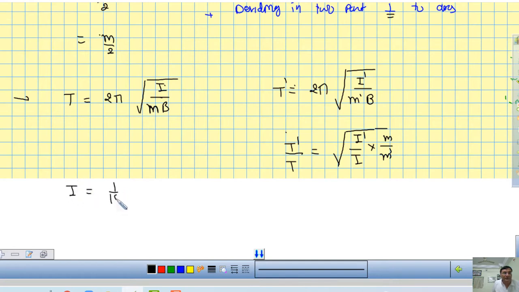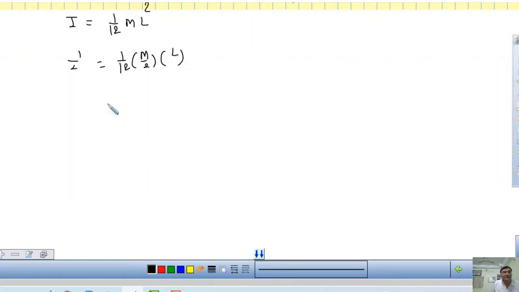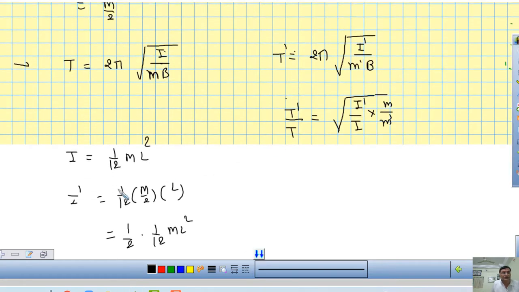I is equal to 1 upon 12 ML square. And what is I prime? It is 1 upon 12, M is the mass, so the mass becomes M by 2. The length, sorry, the length stays as it is, so it is L only. So this becomes 1 upon 2 into 1 upon 12 ML square. So I prime is equal to I by 2.